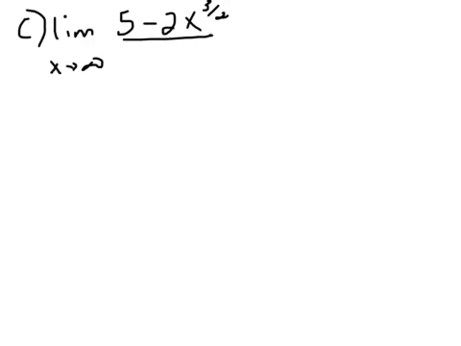Okay, we'll go ahead and do part C of 19. Limit as x approaches infinity of 5 minus 2 x to the 3 halves over 3x minus 4. Okay, you need to be able to show the algebra on this and go through that as well as plug it in.